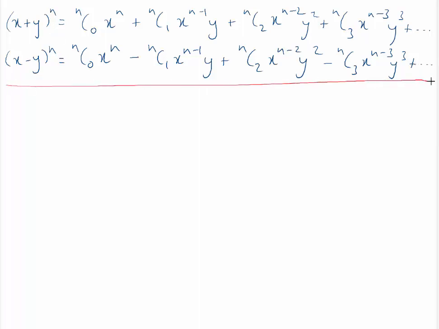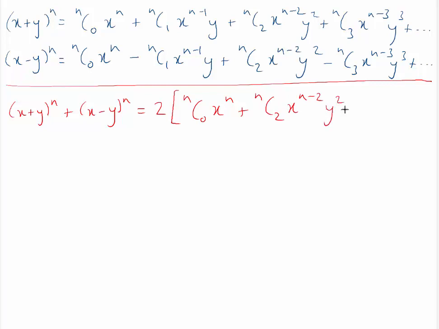Now if we add these two, we will get (x+y)^n + (x−y)^n equals, so if we add, the second term, the fourth term, and so on will get cancelled. So this will get cancelled with this, and we'll be left with nC0 x^n plus nC0 x^n. So it will become 2 [nC0 x^n + nC2 x^(n−2) y^2 + ...].